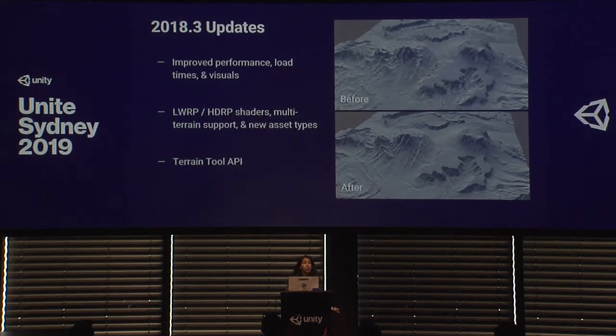We also added support for lightweight render pipeline and HD render pipeline shaders, and also the ability to create and connect neighboring terrains. To simplify the terrain workflow, we also added 2 new asset types to the terrain system: terrain layers and brushes. Terrain layers now easily let you define materials independent of the terrain objects that you're working with. And you can also use them across multi-terrain setups. And brushes also make it easier to create and refine custom brush shapes. Another big update that we released in 2018.3 is the ability to script your own terrain tools with our Terrain Tool API that uses an HLSL backend for brush compositing.